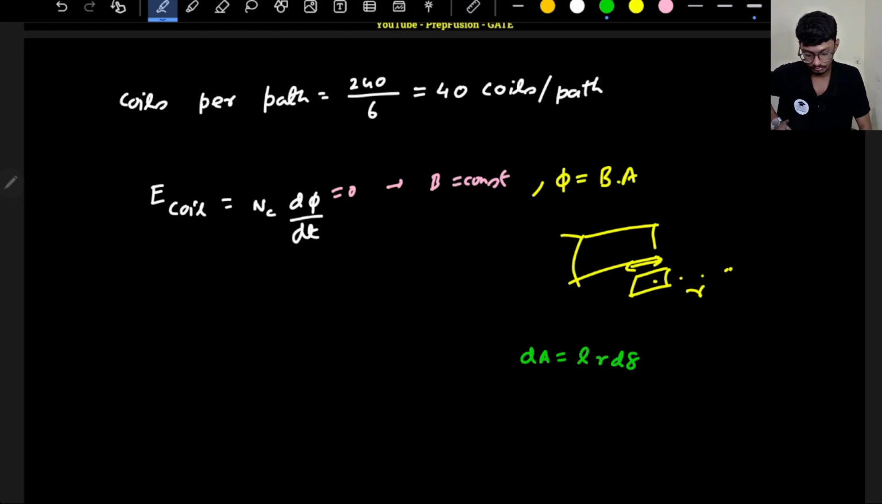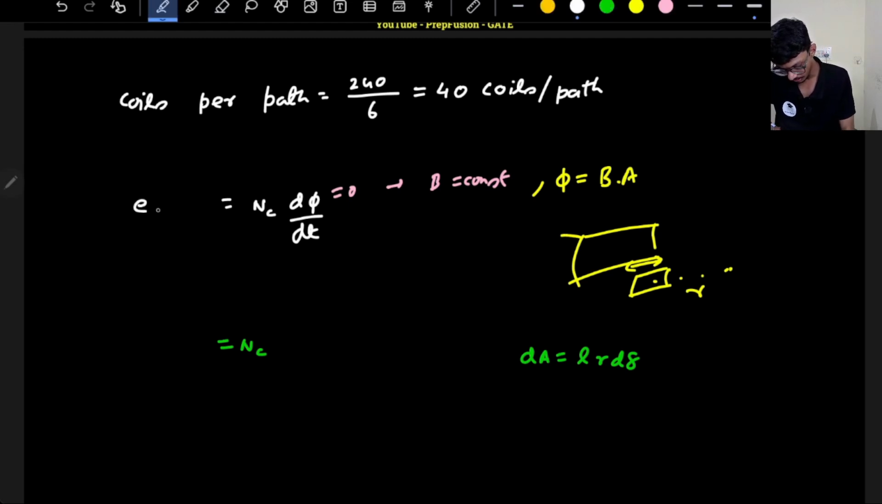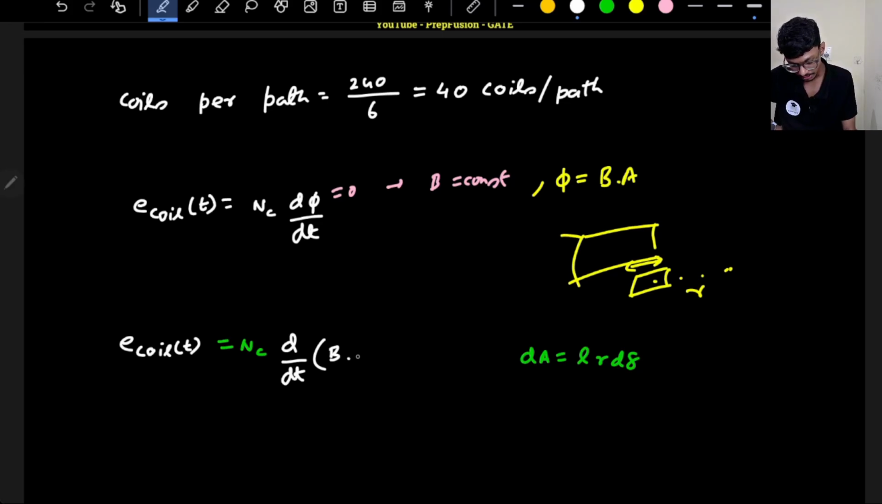That is what I am trying to get at, because the area will constantly keep on changing, and if you have studied EMFT, you'll know that if the area also changes, then also there can be induced EMF. So that is the key point to note here, right? Area will change. So basically E coil, I am talking about the instantaneous value, E coil instantaneous will be NC into d by dt into B, whose value is constant always, otherwise it is 0, right?